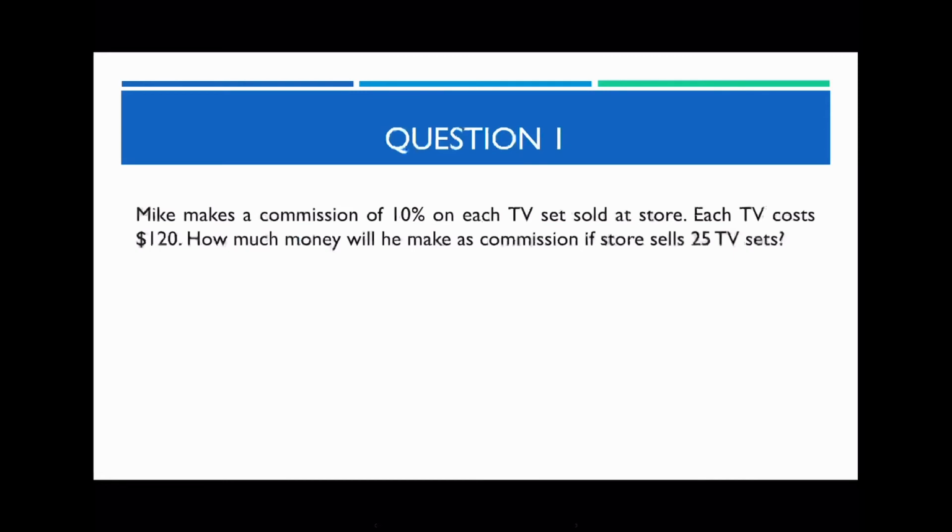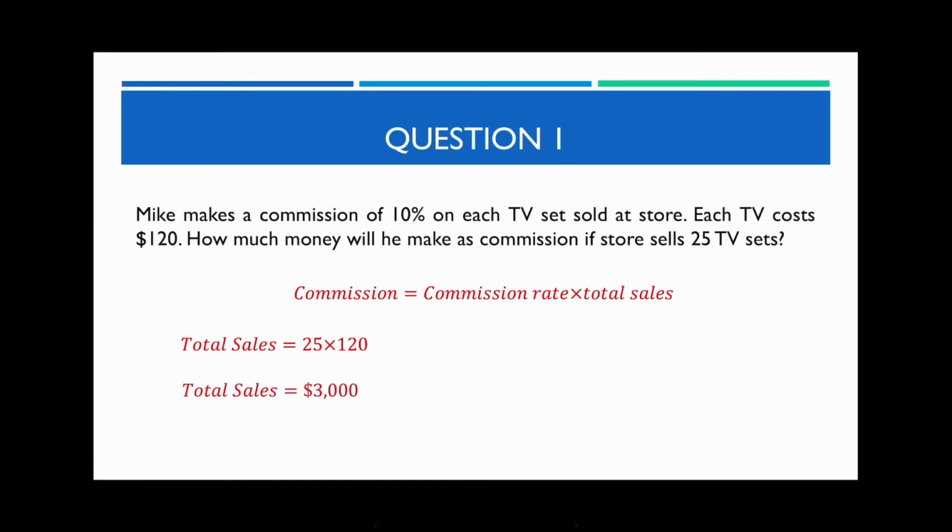So the question reads, Mike makes a commission of 10% on each TV set sold at store. Each TV costs $120. How much money will he make as commission if store sells 25 TV sets? So you're just trying to calculate the commission based on selling 25 TVs. So commission is commission rate multiplied by total sales. In this case, he sold 25 TVs, each TV worth $120. So therefore, the total sales will be the product of these two numbers. So total sales will therefore be equal to $3,000.